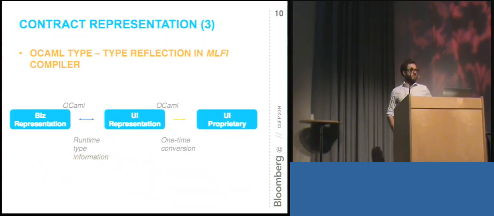So then, thanks to CUFP, we managed to have only one representation driving everything. Using runtime type information from the modified OCaml compiler, we're able to get a UI representation and to do a one-time mapping to our proprietary UI. And this is great because everything is in one language. It's a very easy to maintain system. It's very automated, and it reduces our time to market greatly.